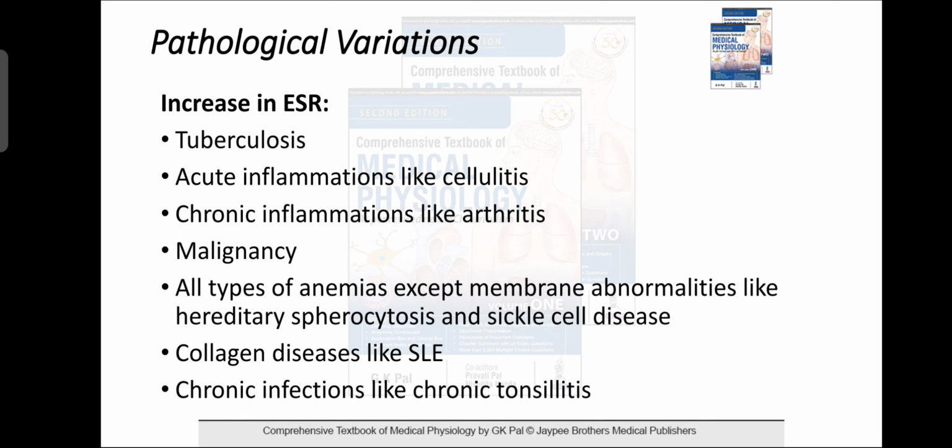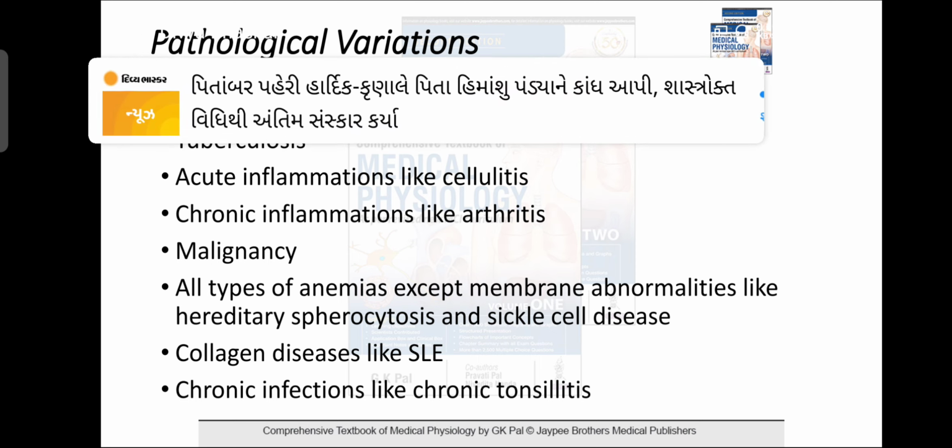Pathological variation of the ESR. Increase in the ESR occurs in tuberculosis, acute inflammation like cellulitis, chronic inflammation like arthritis, malignancy, all types of anemias except membrane abnormalities like hereditary spherocytosis and sickle cell disease, collagen disease like systemic lupus erythematosus, and chronic infection like chronic tonsillitis. So these are all the conditions in which the ESR is increased.